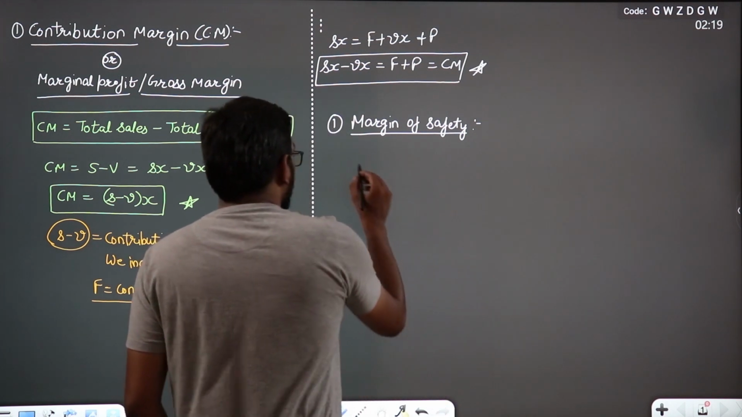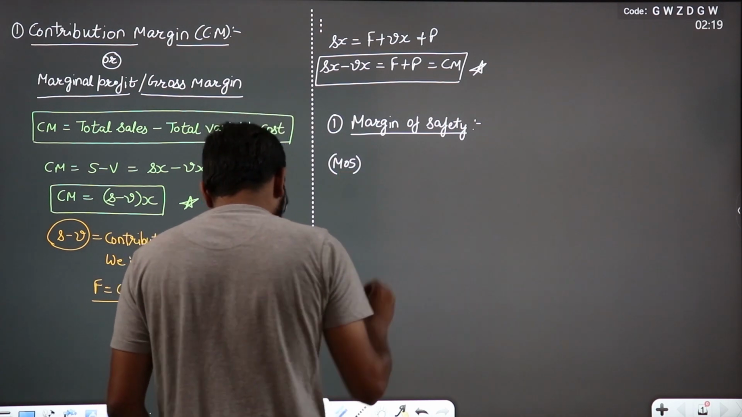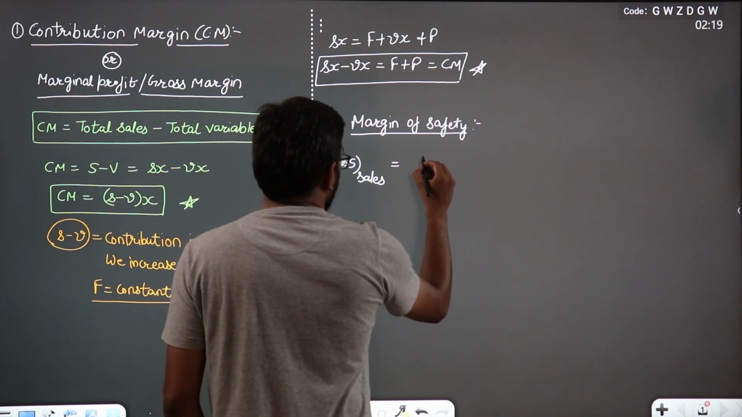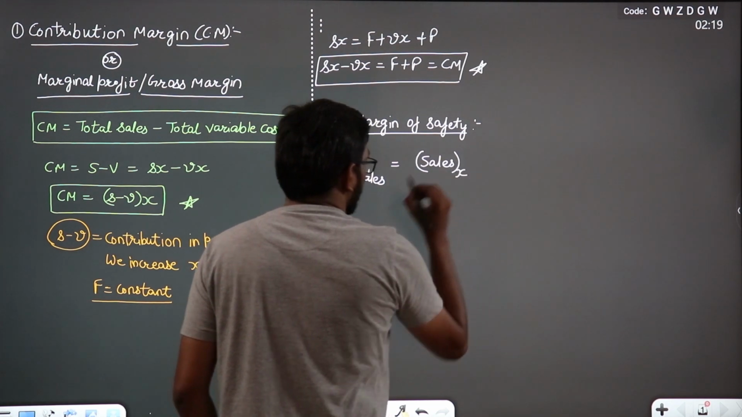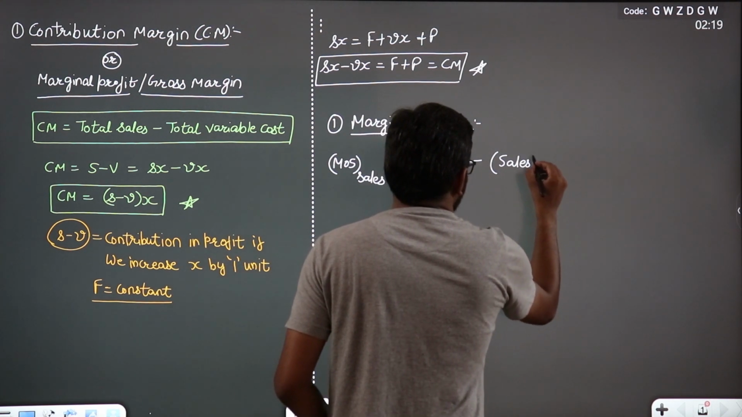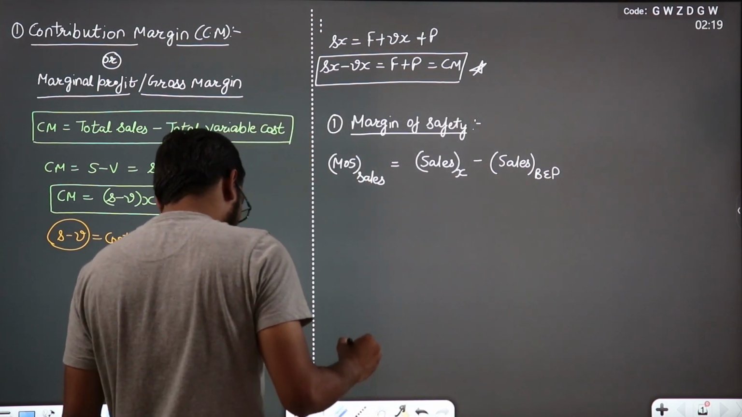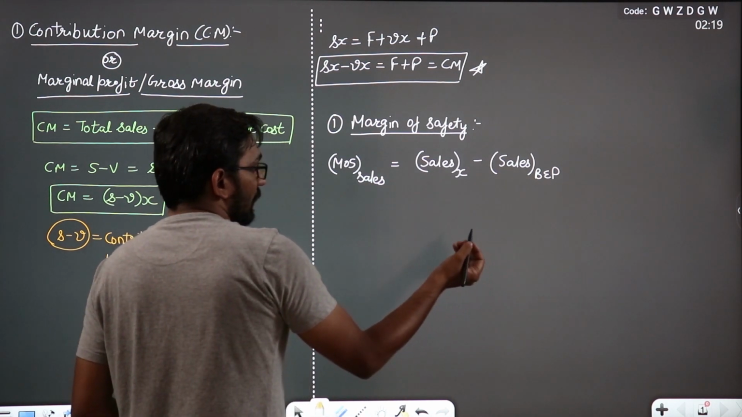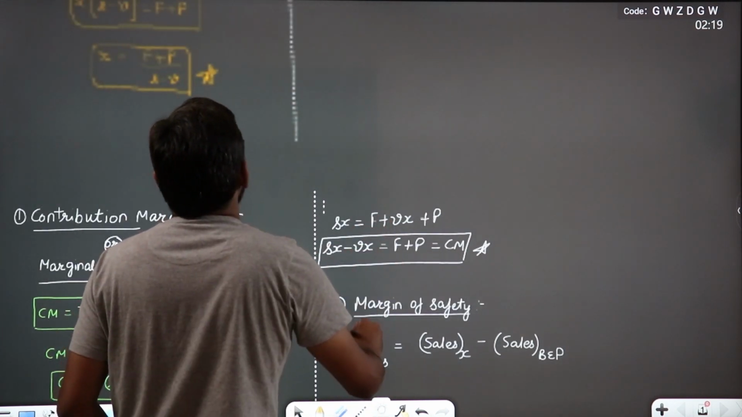So if we talk about the margin of safety in terms of sales, it will be equal to the sales at any unit of production, let us say at X, minus sales at break-even point. This will be the margin of safety sales, that is sales at any unit of production X minus sales at break-even point.